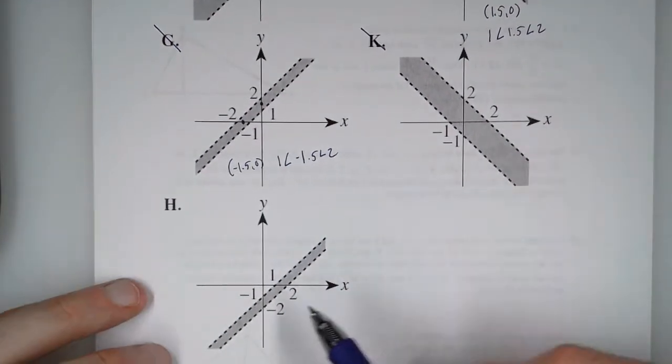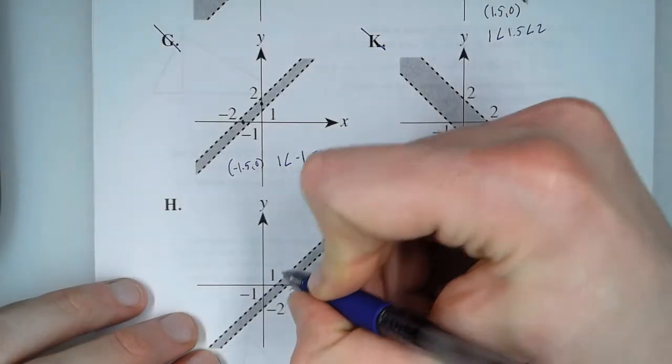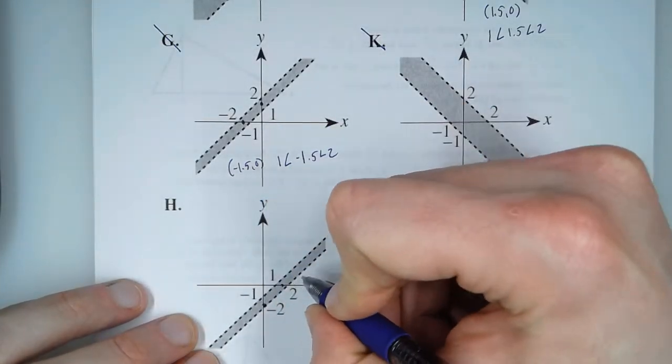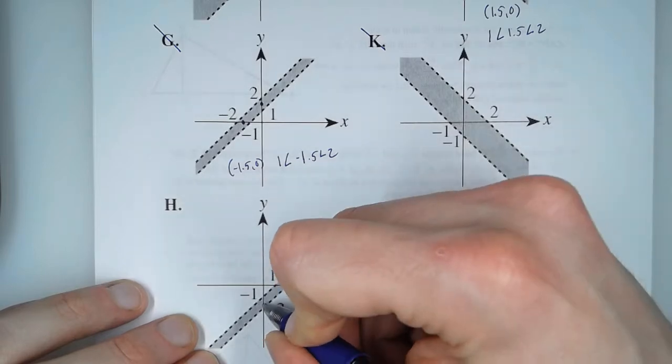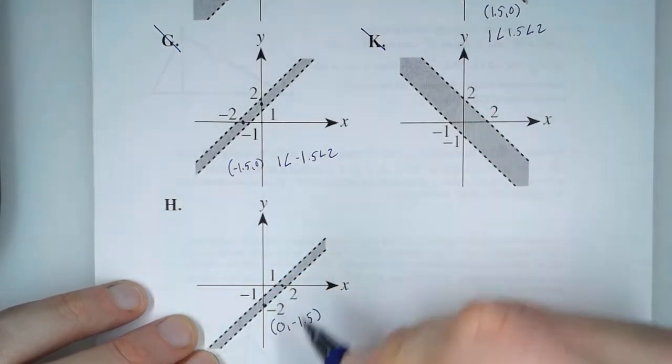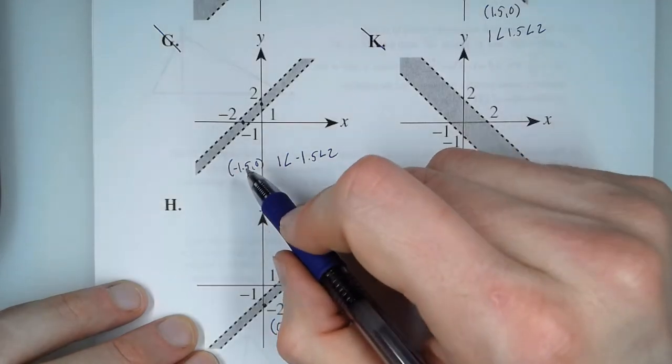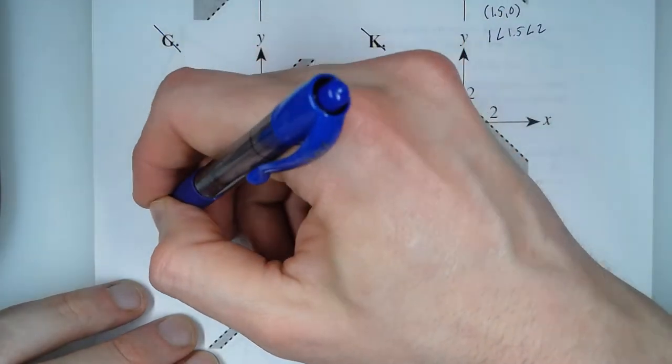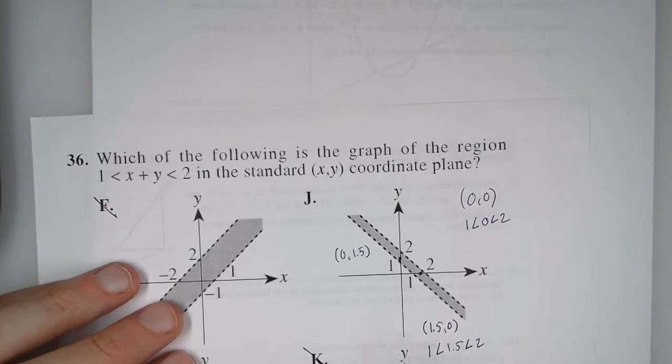And the other one down here, we have 1.5, comma 0. We know that works. Over here, we have 0, comma negative 1.5. Well, that's working the same way as that. We know that point doesn't work. So we're left with J as our only answer.